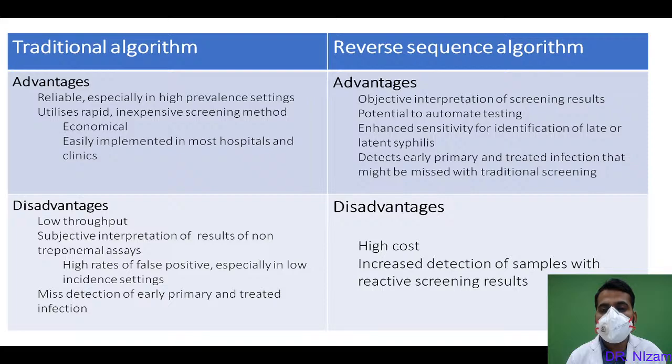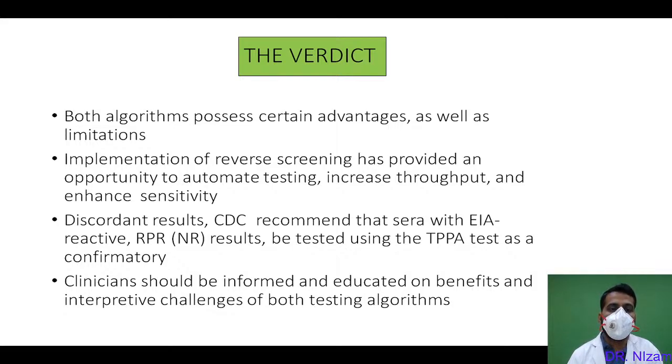The disadvantages of the reverse sequence syphilis algorithm, as it is automated, are high cost and increased detection of samples with reactive screening results. That is a discordant sample. Now, what is the verdict?